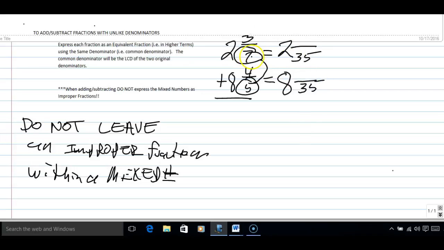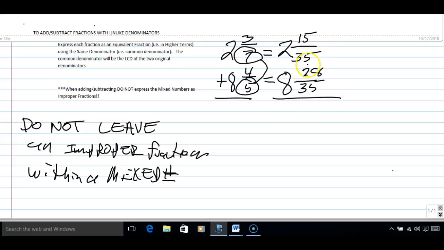So I'm going to write 3/7 in higher terms. 7 will go into 35 5 times. 5 times 3 is 15. 5 will go into 35 7 times. 7 times 4 is 28.